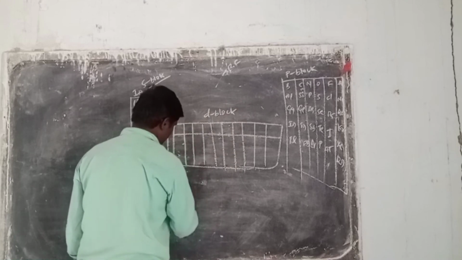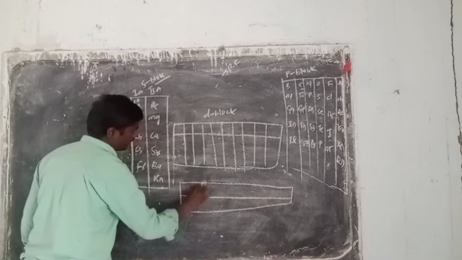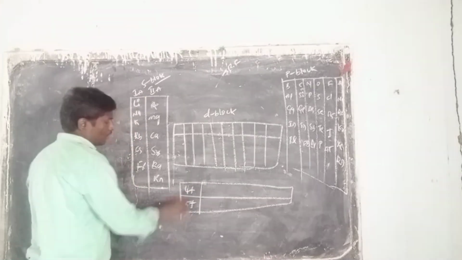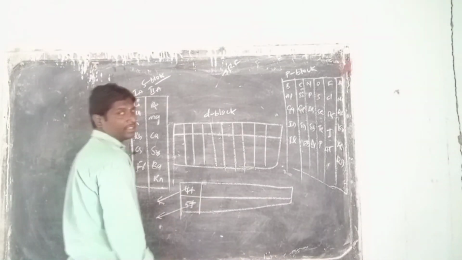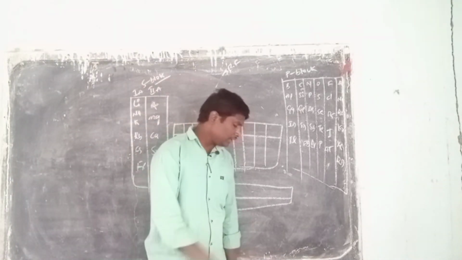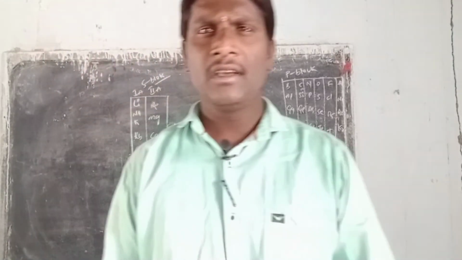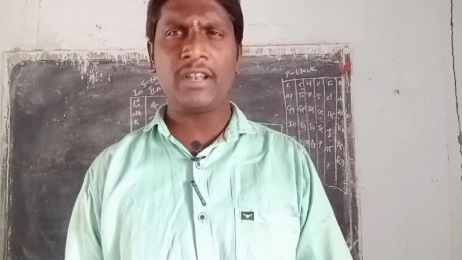And another one: two types of series are present, the 4F series and the 5F series. The 4F series is called lanthanides and the 5F series is called actinides. Totally we completed the classification of elements in blocks. This is a very important question from the IPE examination, an 8 marks question.